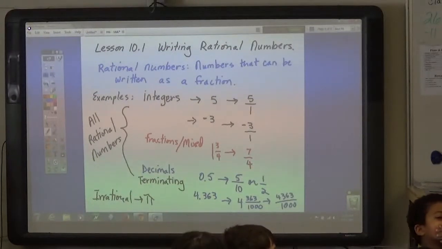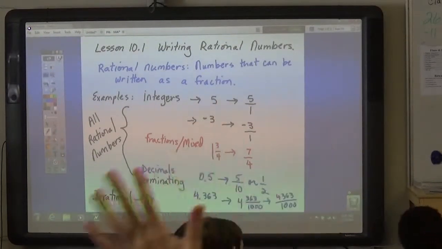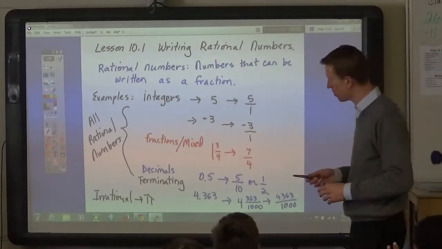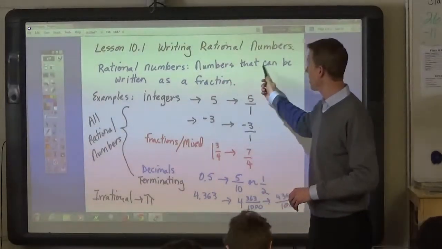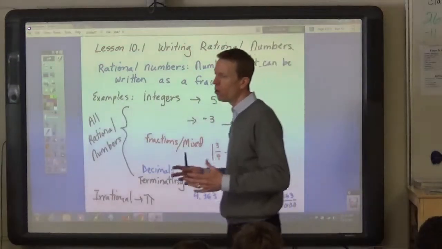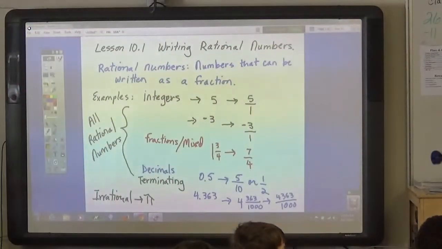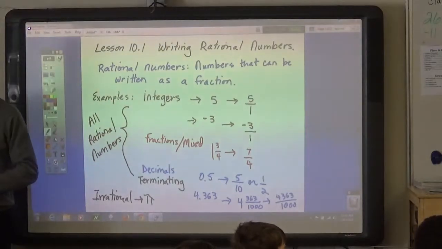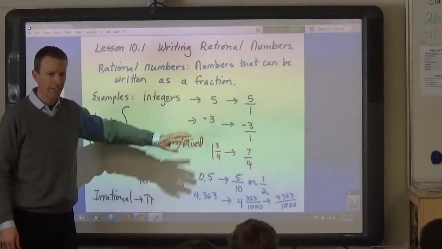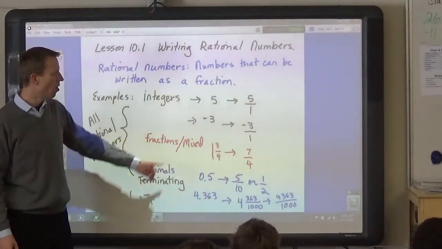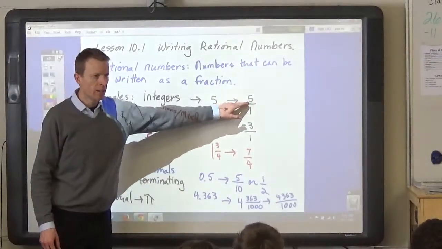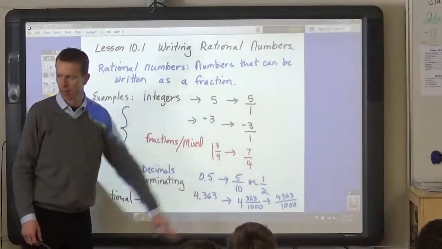Okay, sixth graders, we're starting chapter 10. Chapter 10 is about rational numbers. We've talked a little bit about rational numbers before. Numbers that can be written as a fraction. So, that means any whole number is a rational number, because a whole number can be written as a fraction, such as 5 or -5. All integers are rational numbers because they can be written as a number over 1. Okay?